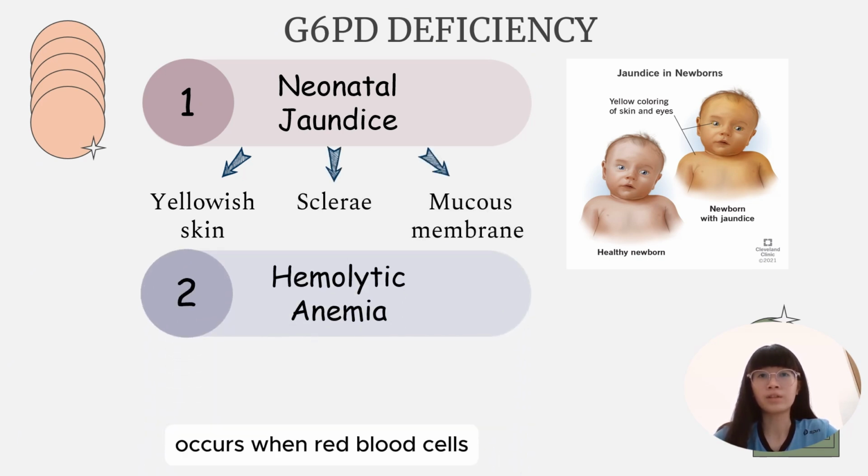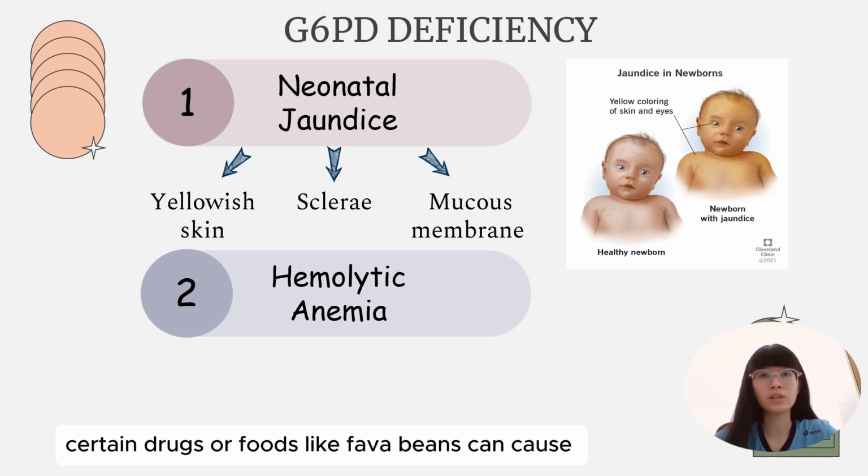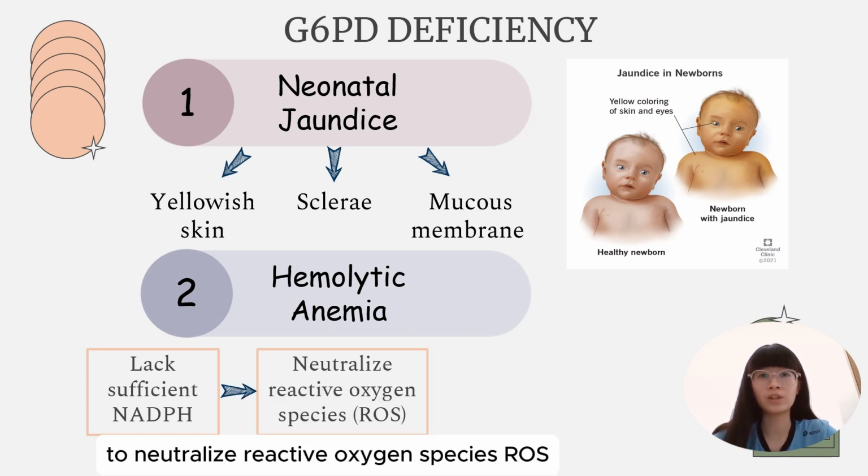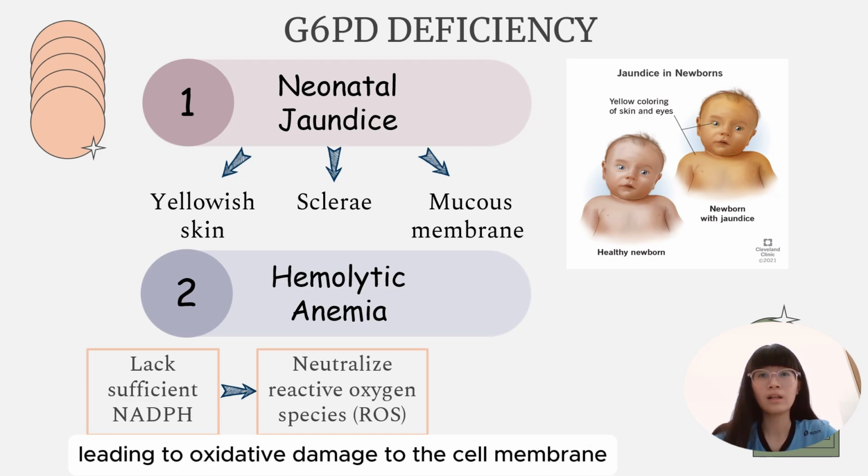Hemolytic anemia occurs when red blood cells are destroyed faster than the body can replace them. In G6PD deficient individuals, oxidative stress from infections, certain drugs, or foods like fava beans can cause red blood cells to break down prematurely. This is because the cells lack sufficient NADPH to neutralize reactive oxygen species (ROS), leading to oxidative damage to the cell membrane.